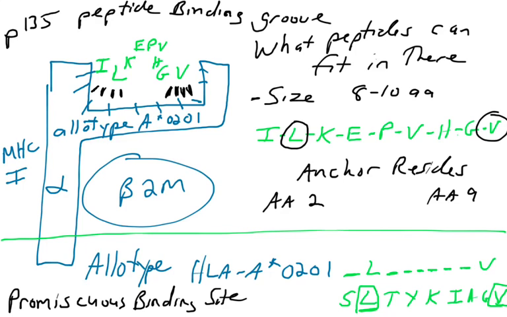So we talk about the promiscuous binding site of MHC molecules. This won't present every single 9 amino acid peptide, but it will present every 9 amino acid peptide that has the anchor residues that interact with the amino acids in the MHC1 allotype 0201.